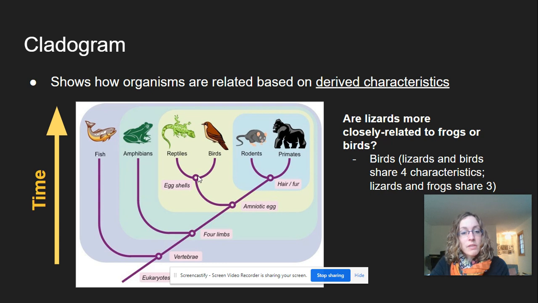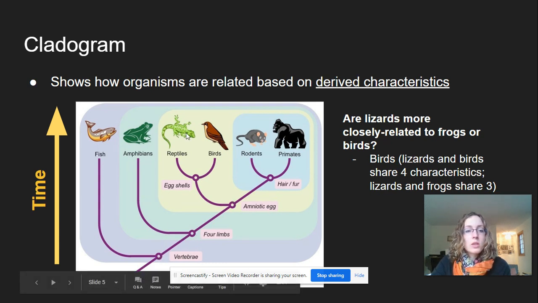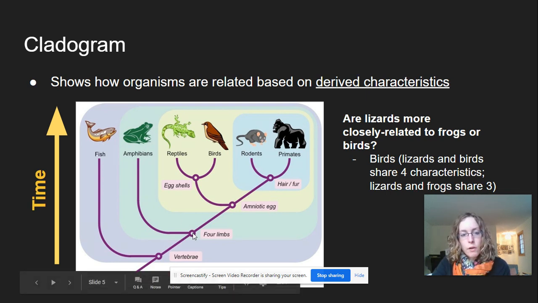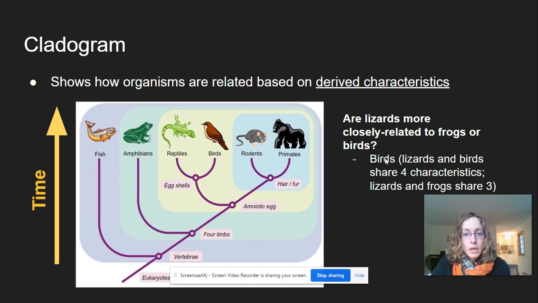But reptiles and birds have eggs with shells, amniotic egg, 4 limbs, and vertebrae, whereas a reptile, like a lizard, and a frog would only share 4 limbs and vertebrae and be eukaryotic. So I actually made a mistake in my slide here. Really, the lizard and the bird share 5 characteristics: eukaryotic, vertebrae, 4 limbs, amniotic egg, and eggs with shells.